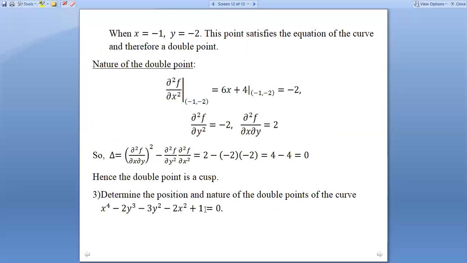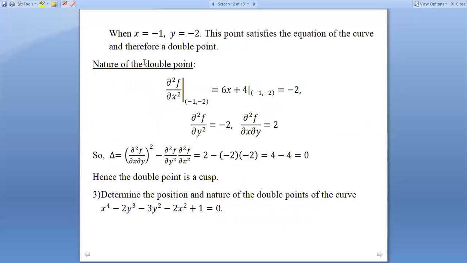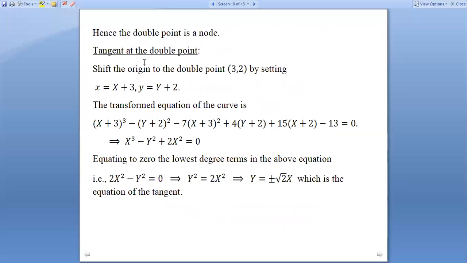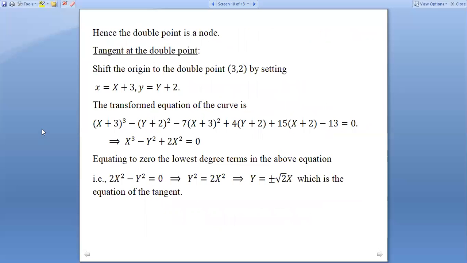The third problem: you need to find the position and nature of the double points of the curve. And the fourth one also: find the position and nature of the double points of this curve. If only the position and nature is given, you just solve this way. If the equation of the tangent is also asked, check the first problem and solve accordingly.